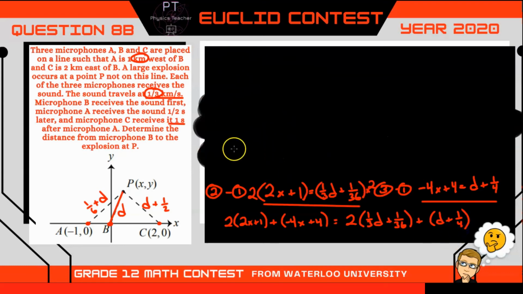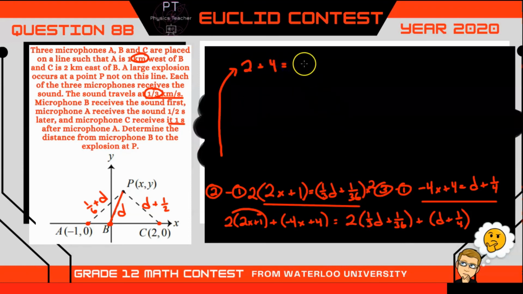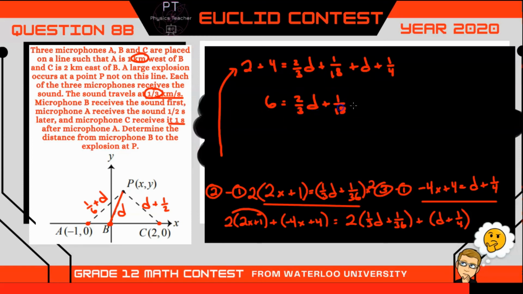Alright, so let's continue this up above here. Now all we need to do is rearrange and solve. So our 4x minus 4x will cancel. And I'm going to be left with 2 plus 4, which is 6, equal to 2/3 d plus 1 over 18 plus d plus 1/4. So that leaves us with 6 is equal to 2/3 d plus 1 over 18 plus d plus 1/4.